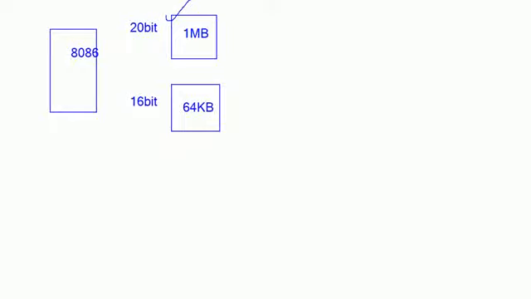Whenever you would like to interface the memory devices, that memory should be mapped into the memory space provided by the 8086 microprocessor. That memory space is nothing but the 1 MB. If you want to interface this particular memory device to the microprocessor, you should perform the mapping operation. Mapping is going to be done with the help of the address decoders.